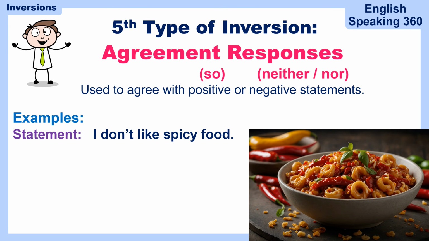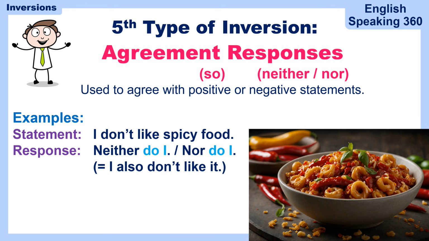I don't like spicy food. So your friend says, I don't like spicy food, and you want to say "me too," but you cannot say "me too" because it's a negative sentence. So you have to say "neither do I" or "nor do I." Both of those mean I also don't like it. Like I said before, nor is more formal and it is used in British English.